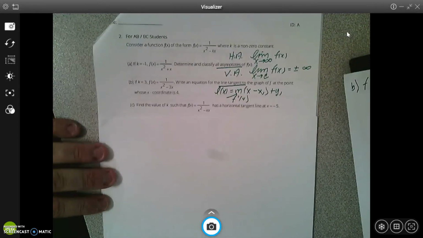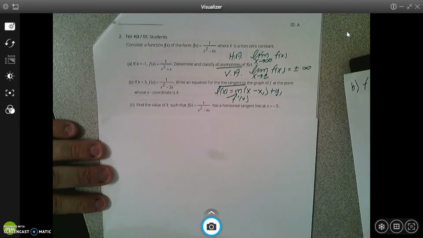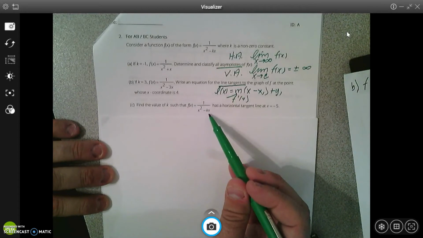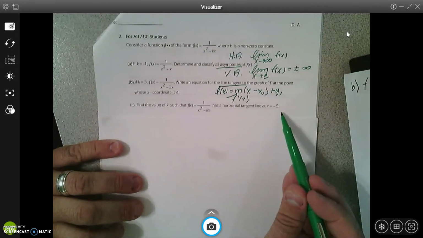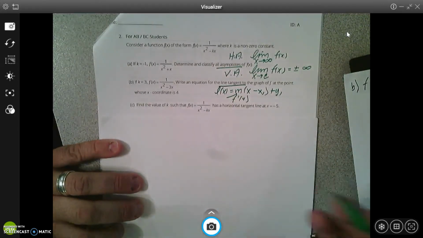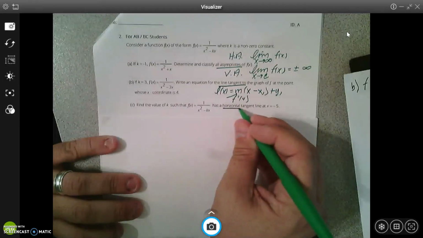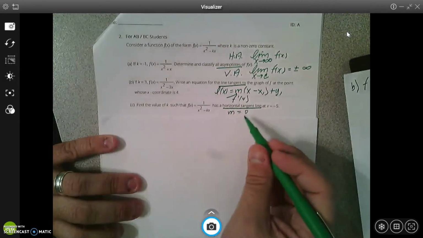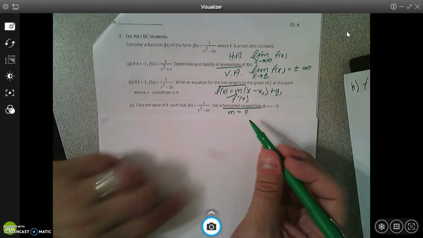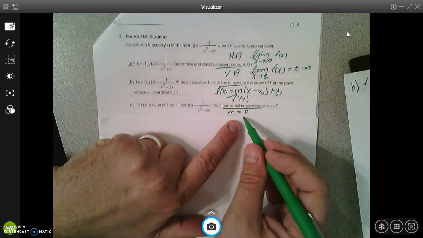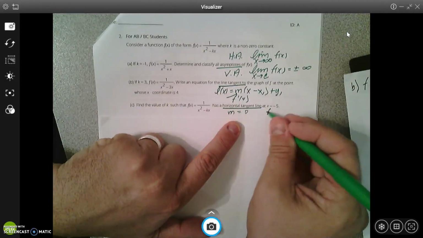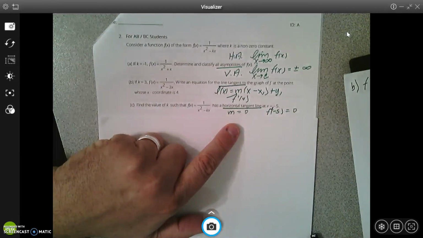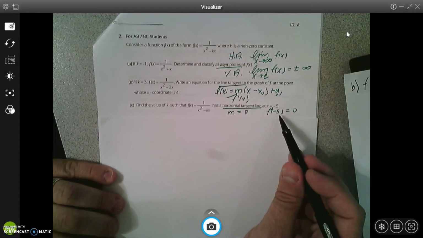Part C, last part. Find the value of k such that f of x equals 1 over x squared minus kx has a horizontal tangent line at x equals negative 5. Well, if I have a horizontal tangent line, that means that my slope is equal to 0, the derivative is equal to 0. But specifically, I need a horizontal tangent line at negative 5, so I need f prime of negative 5 to be equal to 0.